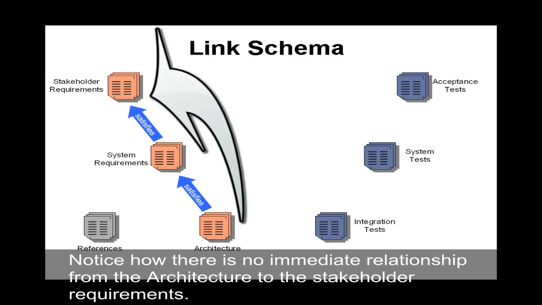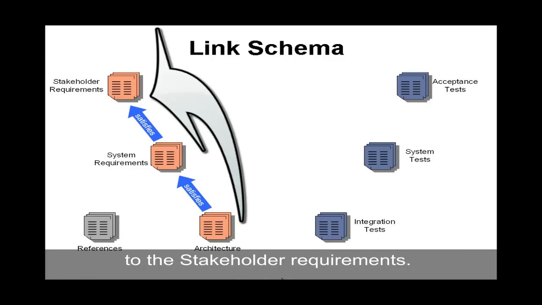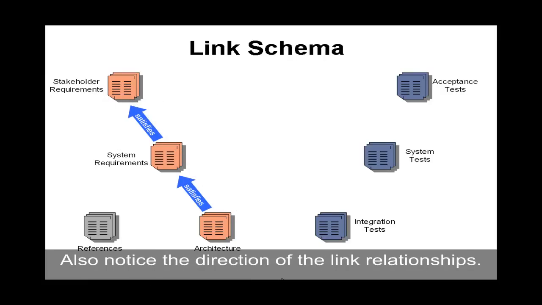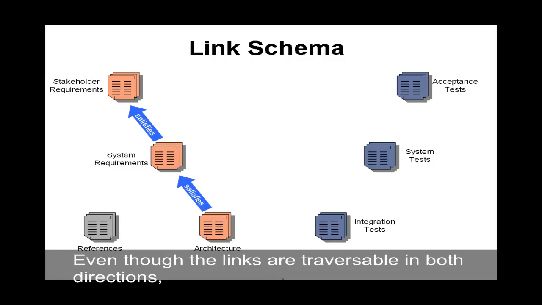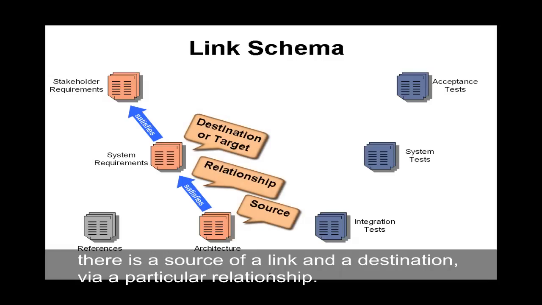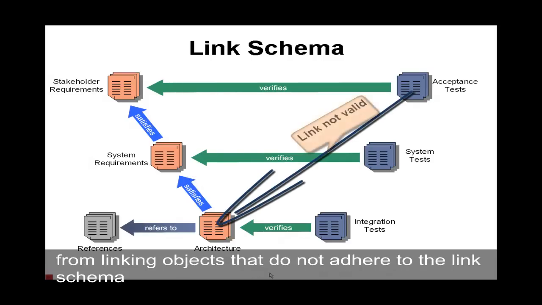Notice how there is no immediate relationship from the architecture to the stakeholder requirements. So according to the schema, we cannot link architecture requirements to the stakeholder requirements, but this is an implied relationship going through the system requirements. Also notice the direction of the link relationship. Even though the links are traversible in both directions, there is a source of a link and a destination via a particular relationship. If set up correctly, Rational DOORS will prevent you from linking objects that do not adhere to the link schema.